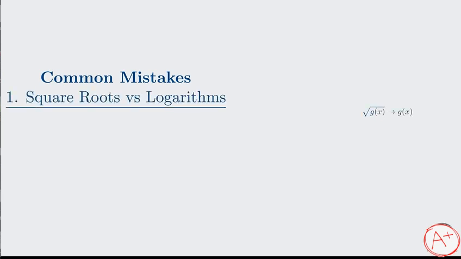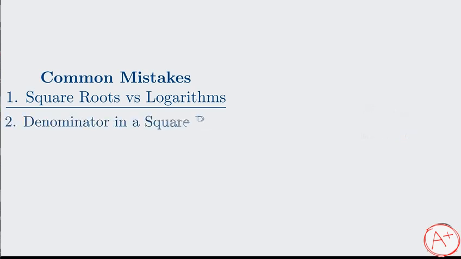When finding the domain, even strong students can make simple errors. Let's look at how to avoid them. A common mistake is treating square roots and logarithms exactly the same. Remember, the square root of 0 is defined, but the log of 0 is not. Don't forget that equal to bar for square roots.